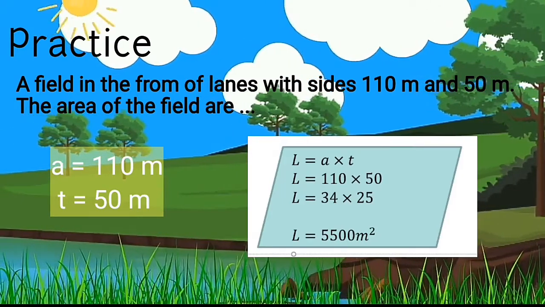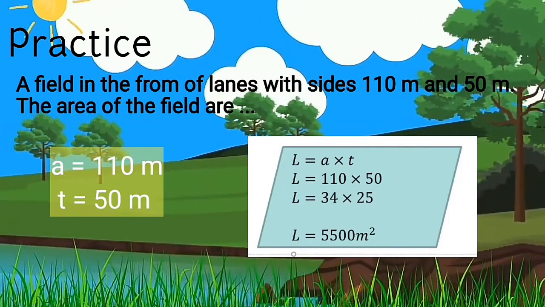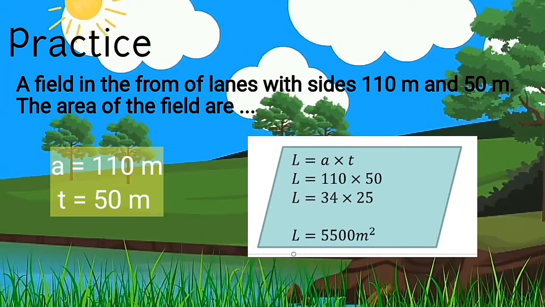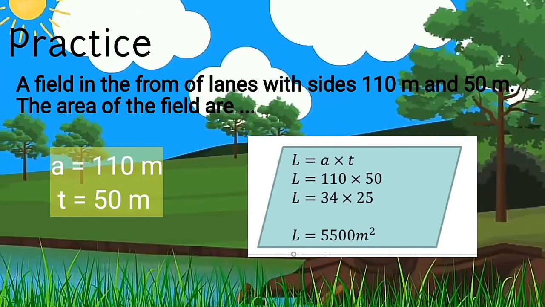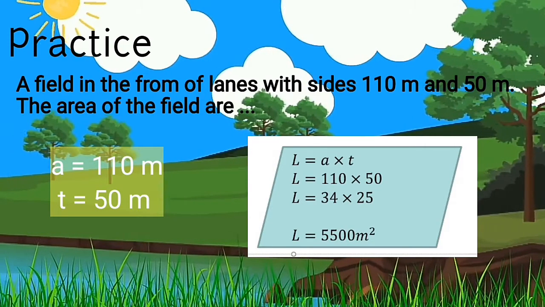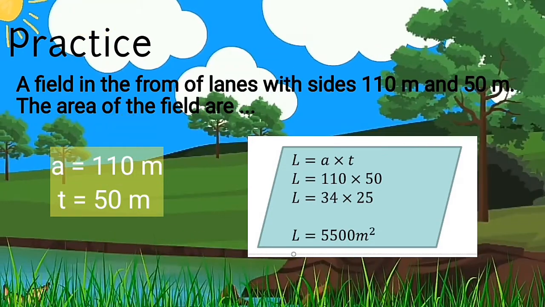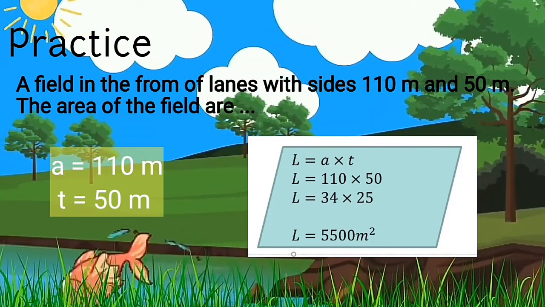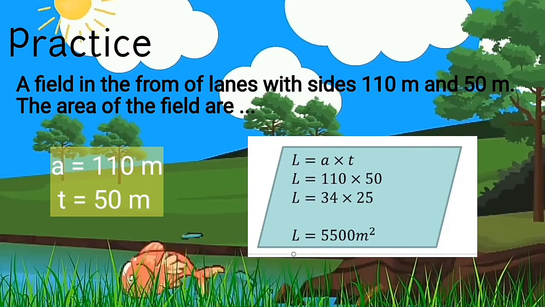L equals 110 meters times 50 meters. Then the resulting area of the parallelogram is L equals 5,500 meters squared.